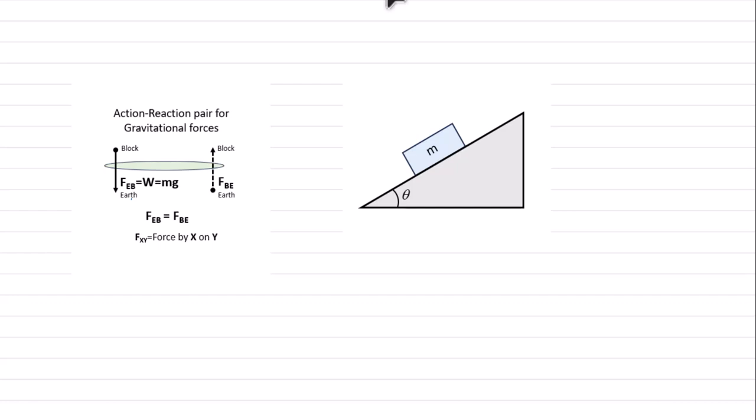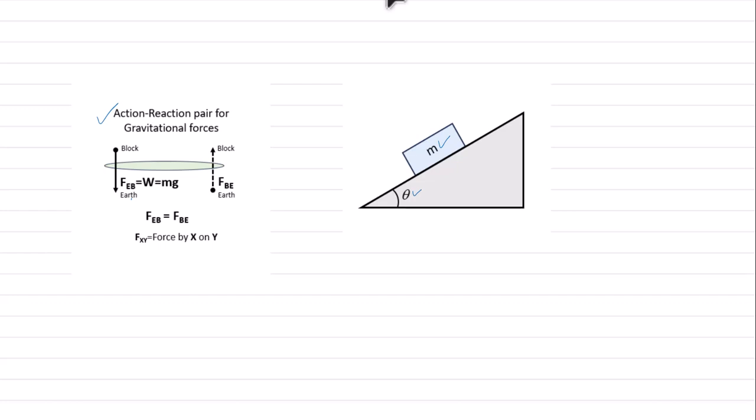And the system is we have a block of mass m which is on an inclined plane, and the inclined plane makes an angle theta with respect to the ground. So the system is the block and the earth. So let's see what are all the gravitational forces that are applicable. I've drawn the forces over here.